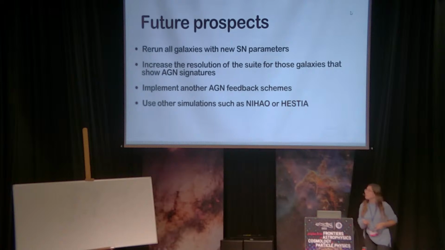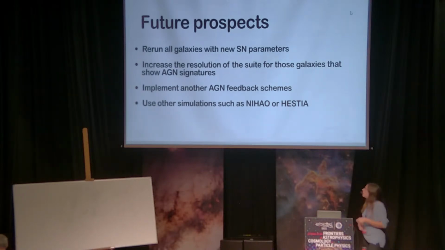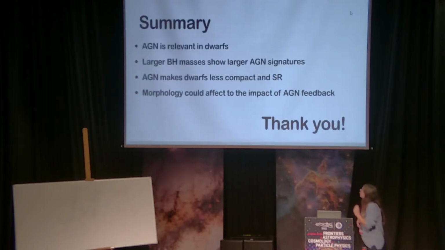This is my future prospect. As I only have one set, I want to rerun all the galaxies, changing the supernova parameters to have more statistics, to know if this is only related to the AGN or not. I also want to increase the resolution of all my galaxies, implement another AGN scheme, and make use of another code with the same initial conditions. So that's pretty much what I wanted to say.